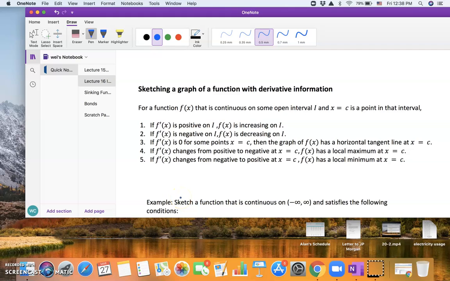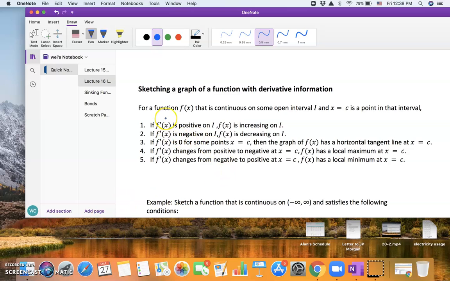Okay, in this video, I want to show you how to sketch a graph of a function if we know the information of the derivative of that function. And we are going to do this by following this guideline.